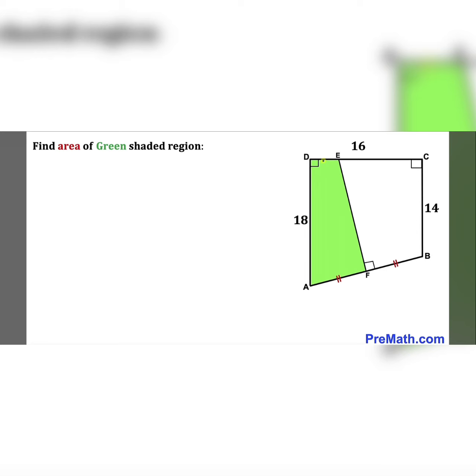And furthermore, this angle and this angle are 90 degrees each. And now our task is to calculate the area of this green shaded region.